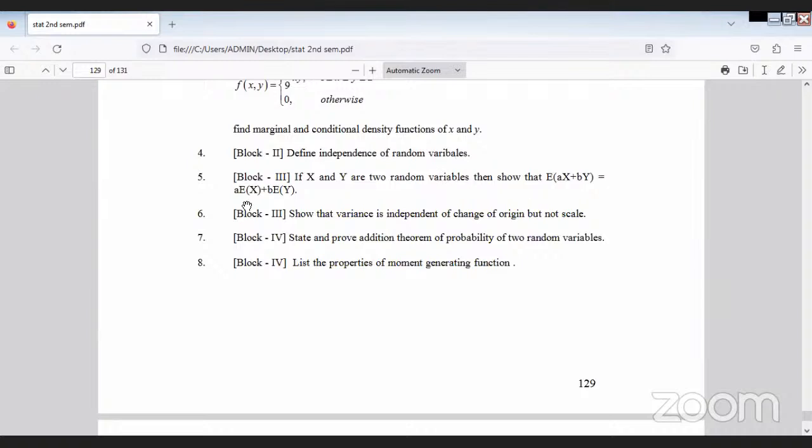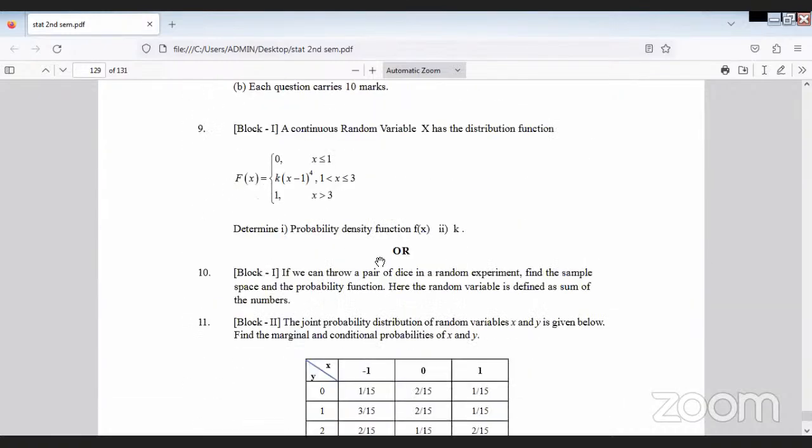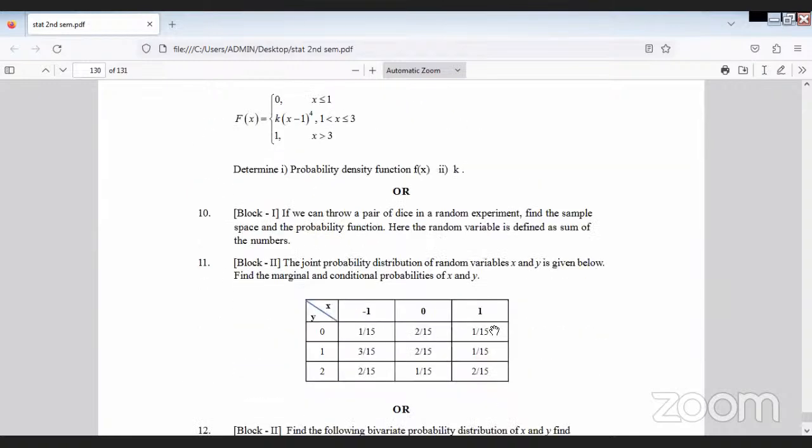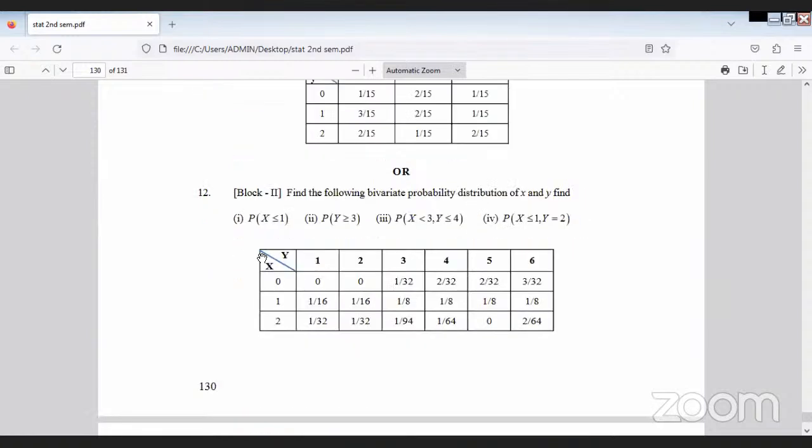E of x plus y, I told. Properties of random variables. Prove the addition theorem, told. List the properties of the moment generating function. Yesterday I told, as subject to correction. Continuous random variable, 0 to k minus 1. Probability density function. We can throw a dice. The joint probability. This is also told, I think.